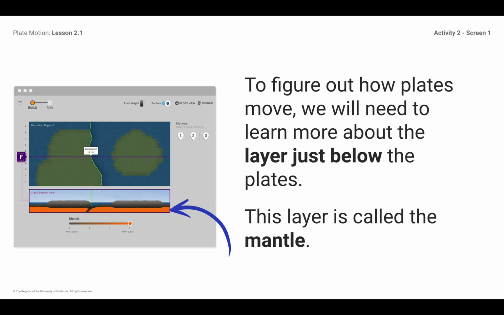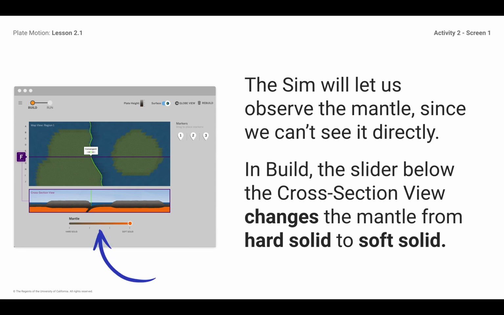And of course, this view is when you just first go into the sim, it just automatically shows you that cross section. In the sim, you're going to slide that mantle bar from soft solid over to hard solid, or kind of in between. You guys get to choose how you want to do that. And then go ahead and run and see if there is any movement, or what the movement is, or what's the difference in the movement between convergent and divergent plate boundaries.